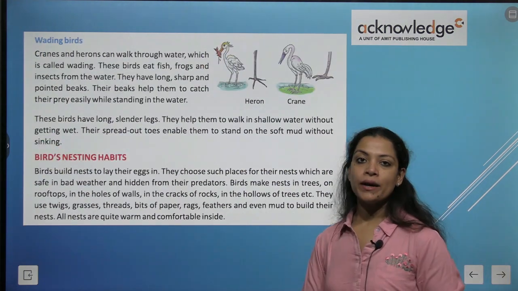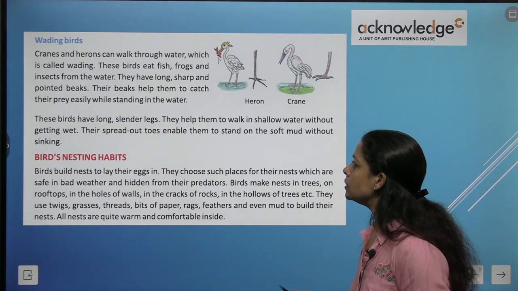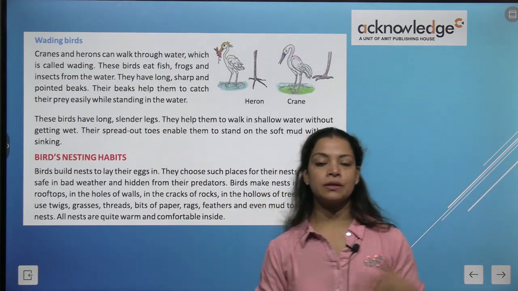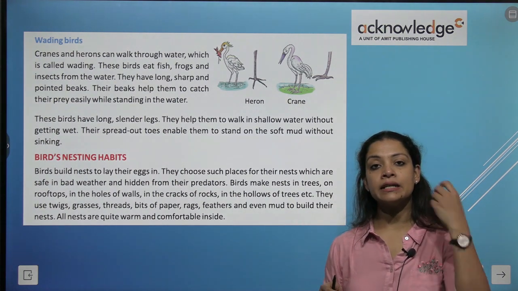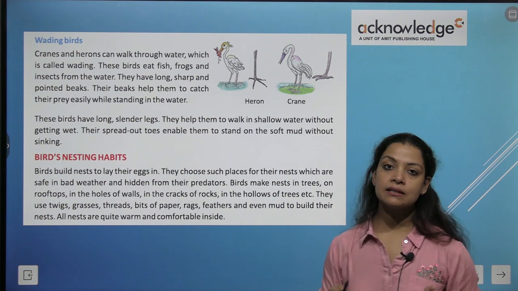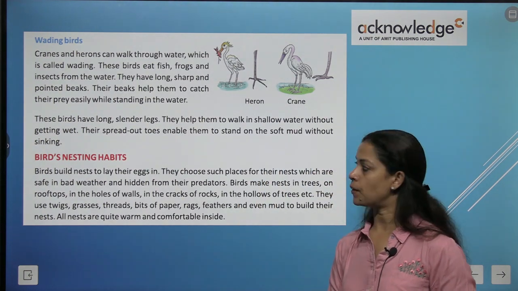Now we have wading birds, cranes and herons that can walk through water, which is called wading. If somebody asks you what is wading, so birds like cranes and herons, they can even walk on water, and that is called wading. These birds eat fish, frogs and insects from the water.